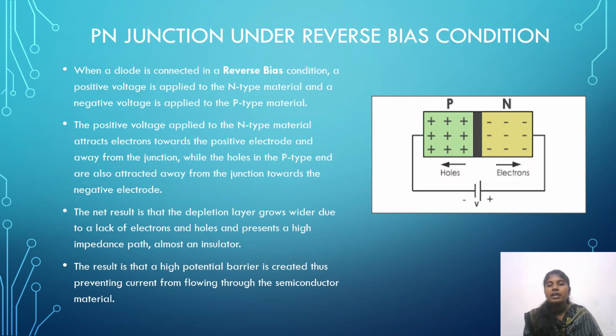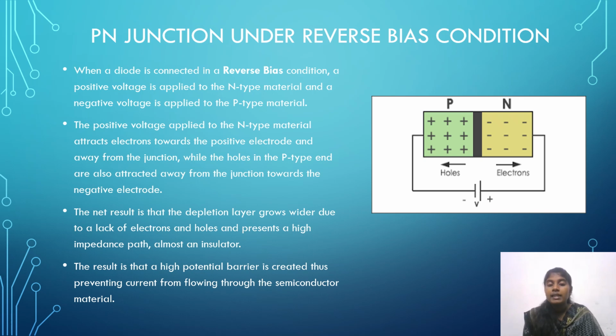The PN junction diode under reverse bias. Reverse bias means the p-type material is connected to the negative terminal and the n-type material is connected to the positive terminal. That is said to be the reverse bias condition. The positive voltage applied to the n-type material attracts electrons towards the positive electrode and away from the junction, while the holes in the p-type are also attracted away from the junction towards the negative electrode.